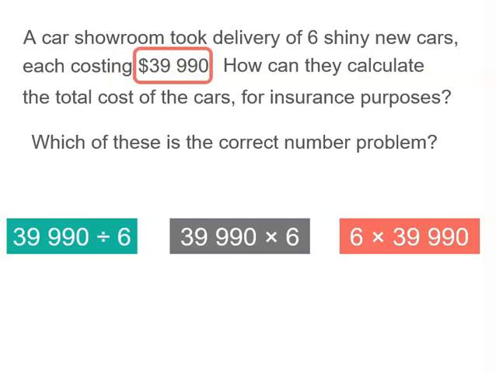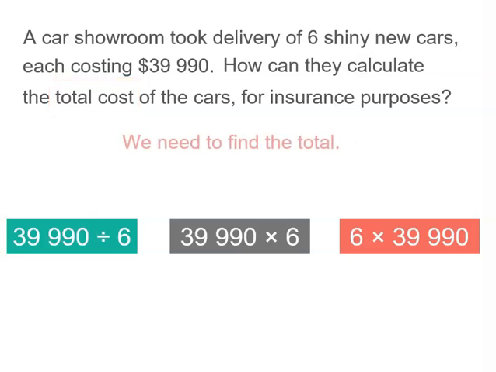Now they actually know that one car is 39,990, but they've got 6 cars and they need to calculate the total cost of the cars. So if we're working out the total cost, that means we're going to need to multiply the price for one, doesn't it? So we need to find the total.